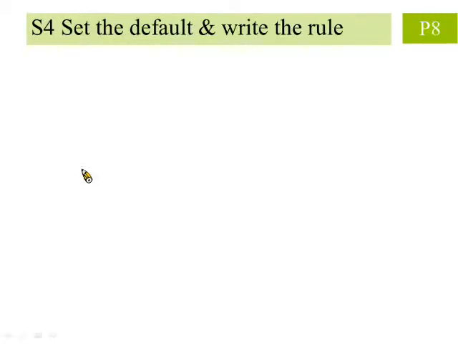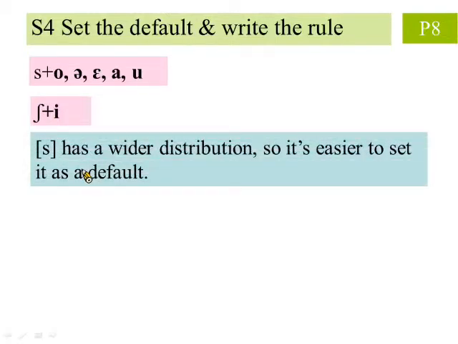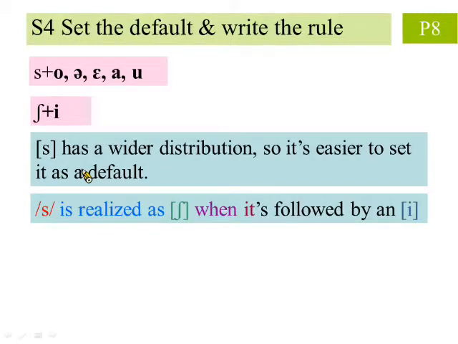Lastly, we work out which sound is the default and state the rules which derive the phonetic forms. As we know from our discussion earlier, the S sound only occurs before the vowels O, E, A, or U, while the Sh sound only occurs before the vowel E. Because S has the wider distribution, we set it as the default. Next, we run the rule in words. S is realized as Sh when it is followed by an E.